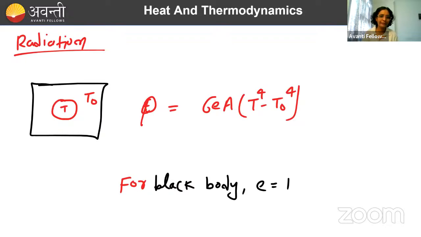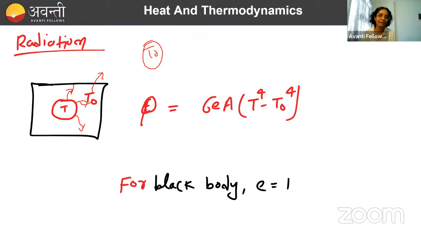So if a body is kept in an environment of temperature T naught, then some energy it will radiate and some energy it will also absorb from the atmosphere. Because if the atmosphere has temperature T naught, that atmosphere will also radiate energy.